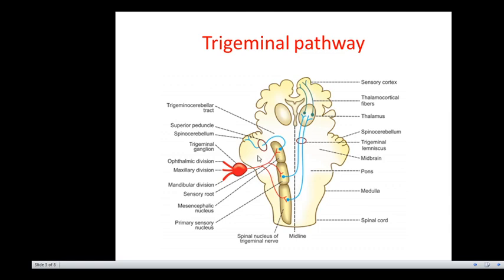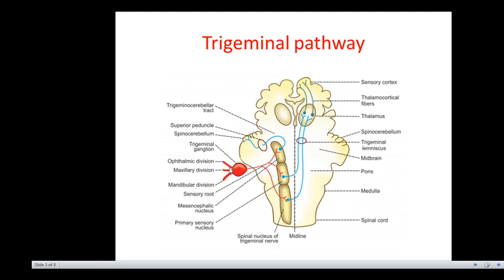If you closely observe, there are three sets of neurons: first order neuron, second order neuron, and third order neuron. From where to where is the first order neuron, from where to where is the second order neuron, from where to where is the third order neuron, that we have to remember forever.